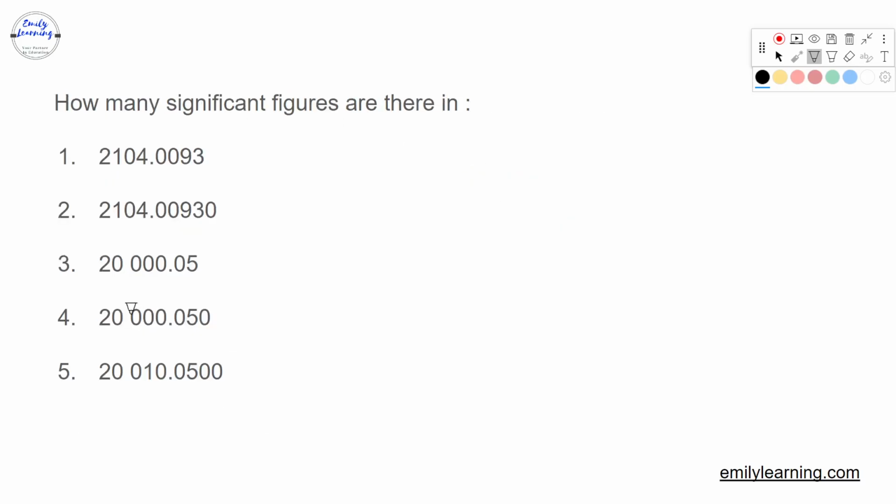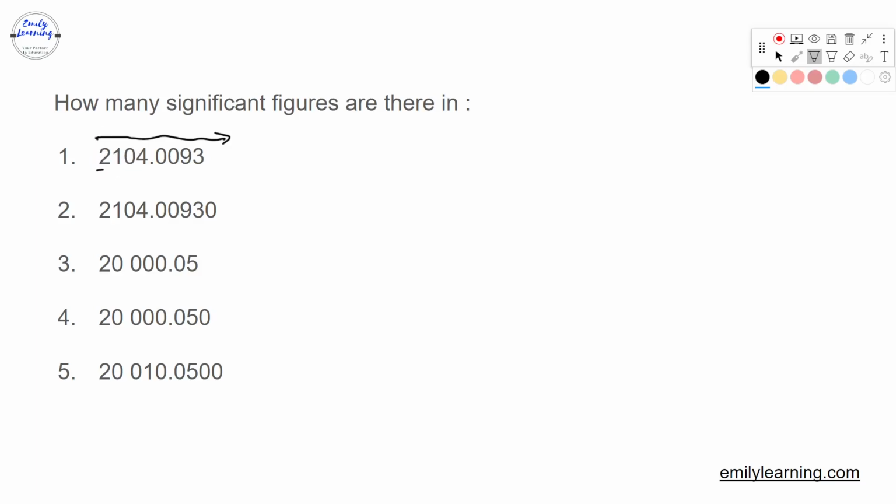Next, let's take a look at these examples here. I want you to pause the video and try these questions. Once you are done, let's go through them. Alright, so how is it? Let's try this together. How many significant figures are there in these numbers here? Recall when we look at significant figures, we always move from left to right and we start counting from the first non-zero number, and thereafter any zero is counted as a significant figure.